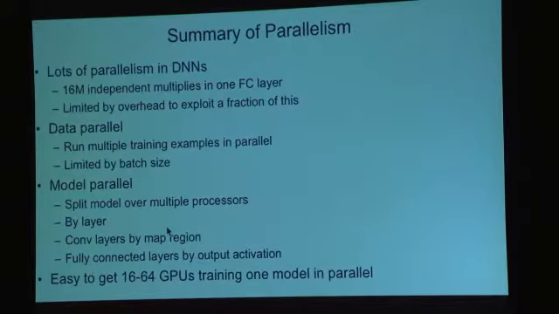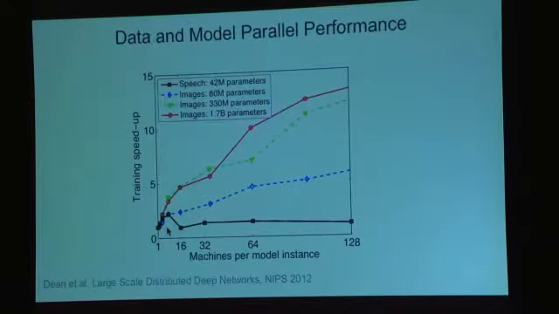So just to sum up the parallelism section of this talk, there's lots of parallelism in deep neural networks. If it wasn't for the overhead of communicating the parameter updates and sharing the input data, where I'm doing model parallelism rather than data parallelism, I should be able to get essentially linear speed up to very large numbers of processors.